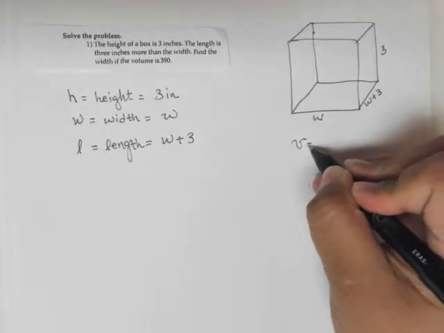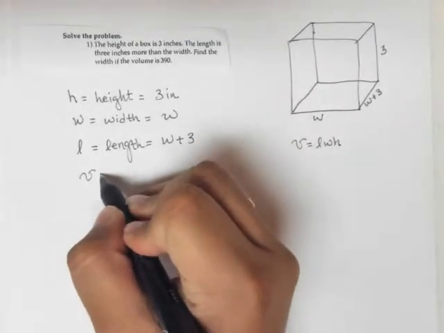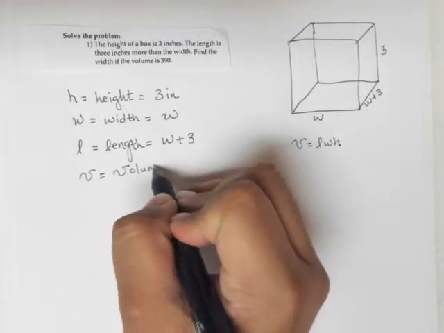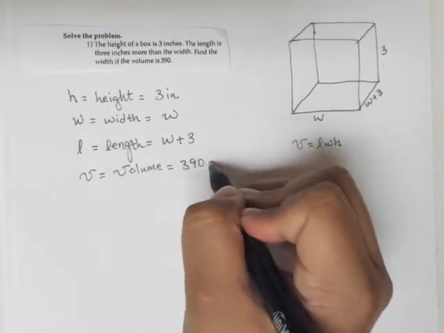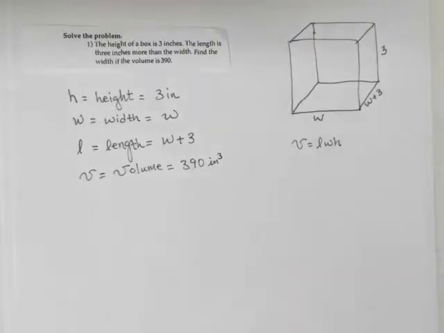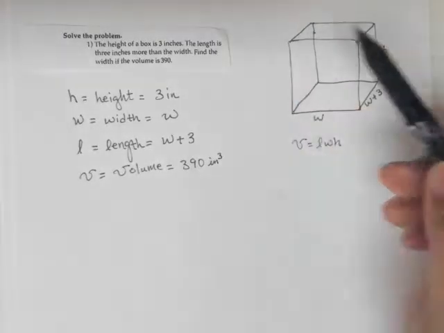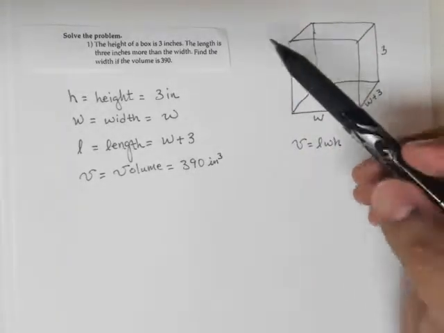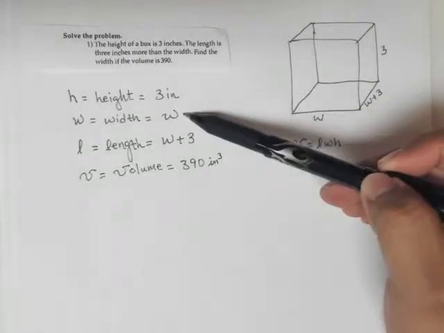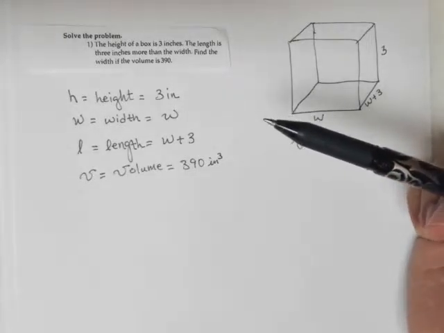So let me write that down. The volume is the length times the width times the height. And in this case, the volume V is 390 cubic inches. So there it is. Now we're going to come up with an equation. So what have we done so far in terms of the problem solving process? We read the problem, then we made a sketch, and we assigned variable names, and our variable in this case is w, and it makes sense because it's the width.